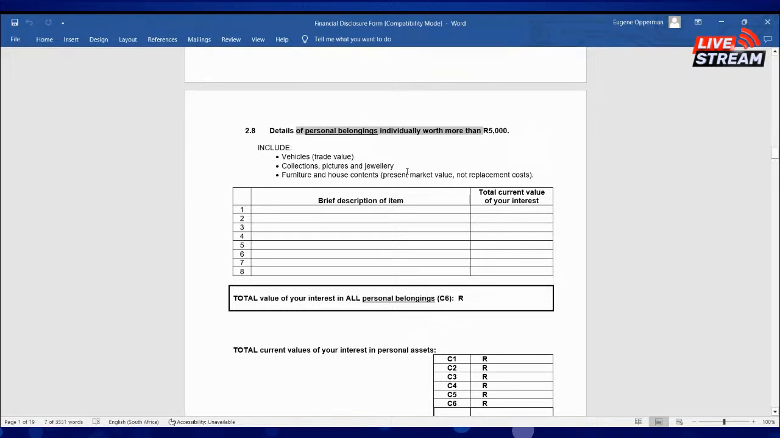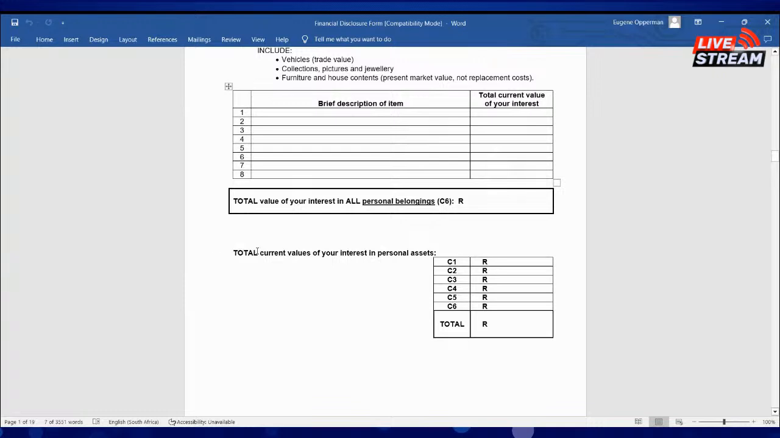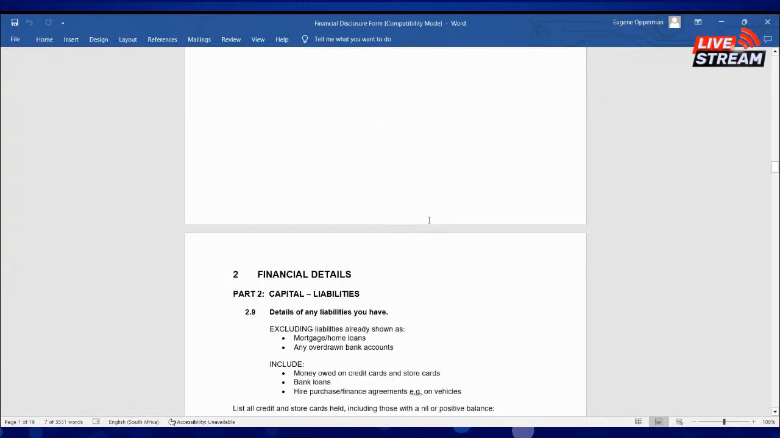So you could ask the respondent during cross-examination, you know what, sir, your personal property that is more than 5,000 Rand, something like collections, you know, pictures or jewelry, what big pieces of jewelry do you have? What are the amounts? What is the valuation of that? And you can just make a note of that, because that all forms part of the asset base. And then you would have the total values of the personal assets of the respondent.